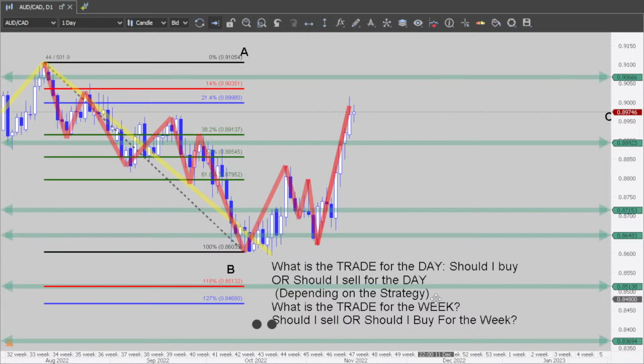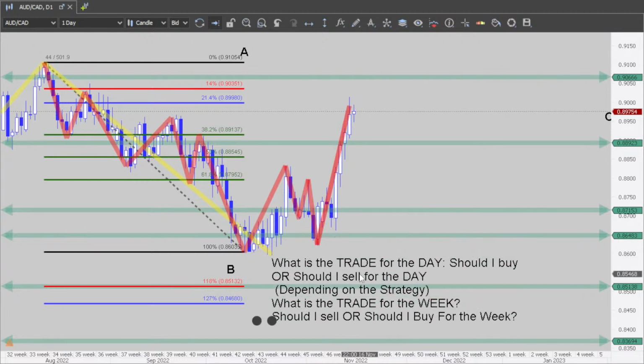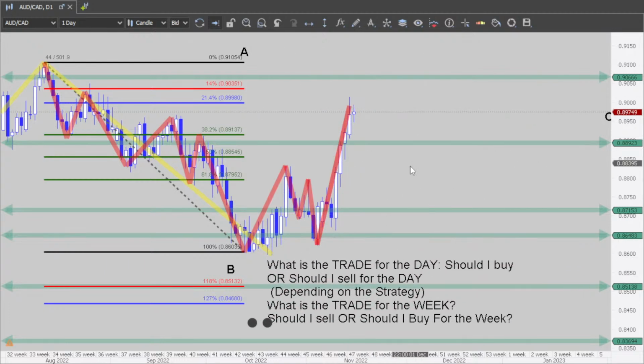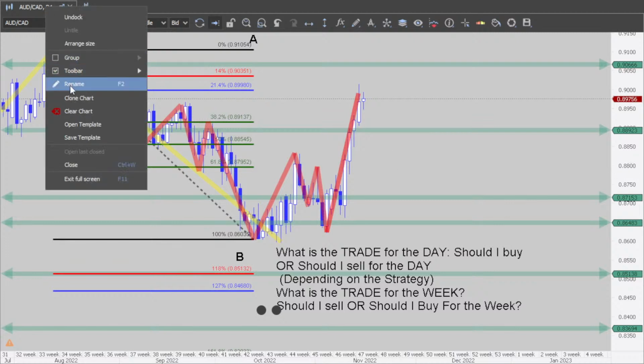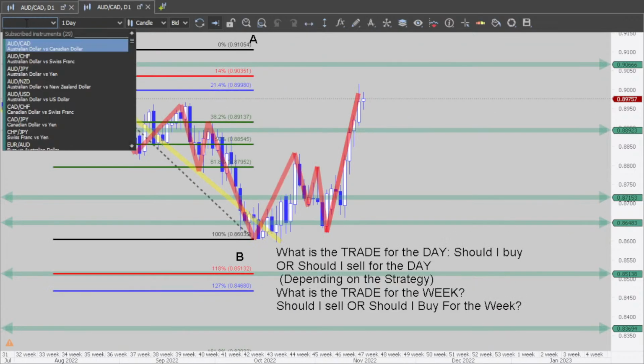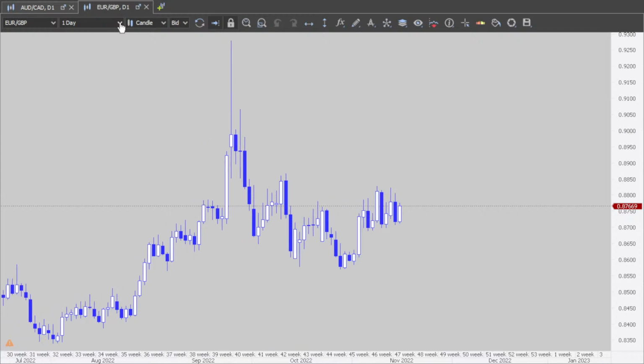Julius, Euro GBP. Dancy, for the day long, for the week short. It would be easy, huh, Dancy, if you just buy for the day. Well, I won't be so sure. Anyways, everybody, Julius is asking for a clone chart. Julius is asking for Euro GBP. Okay, Euro GBP daily chart.